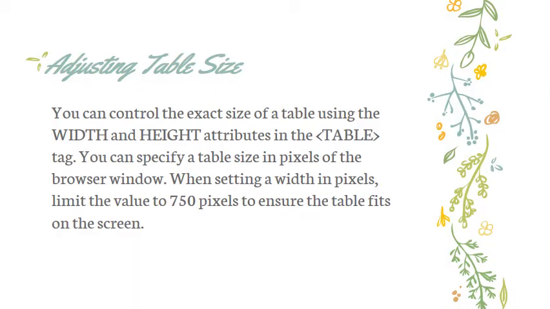Adjusting table size. You can control the exact size of a table using the width and height attributes in the table tag. You can specify a table size in pixels of the browser window. When setting a width in pixels, limit the value to 750 pixels. That means you cannot exceed the value more than 750. You have to use a value under 750 pixels to ensure the table fits on the screen.